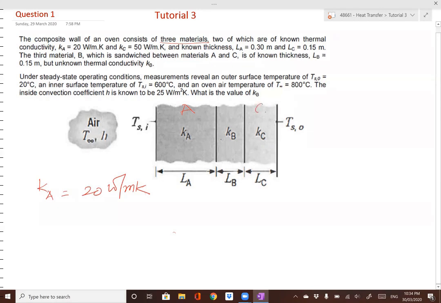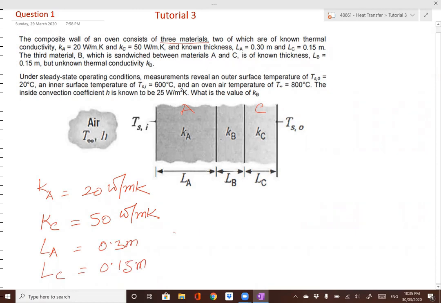For material C, the thermal conductivity given is 50 watt per meter Kelvin. Also the known thickness: for material A, the thickness given is 0.3 meter, and for material C, the thickness given is 0.15 meter.